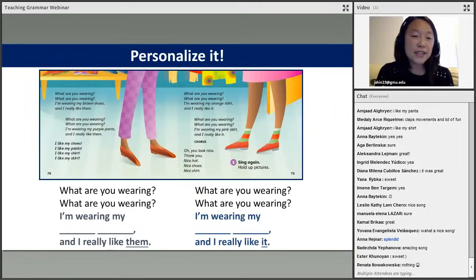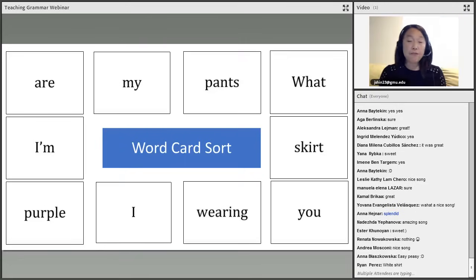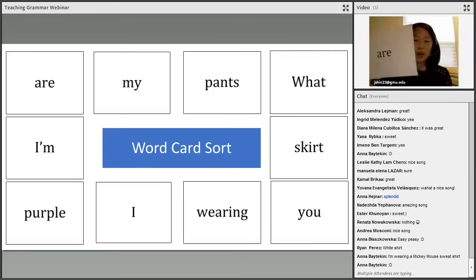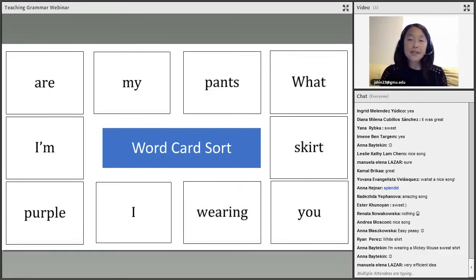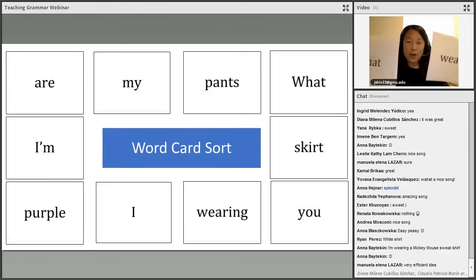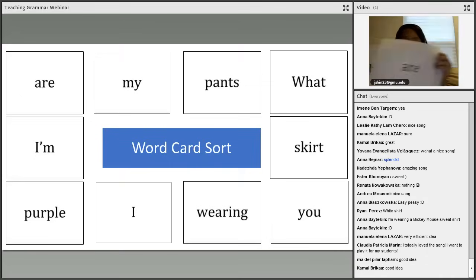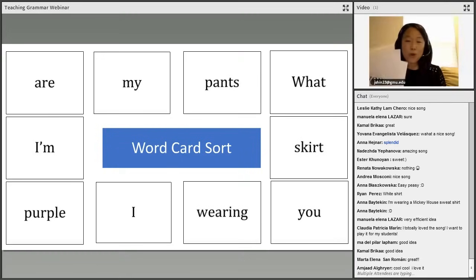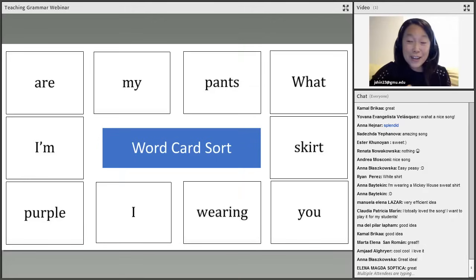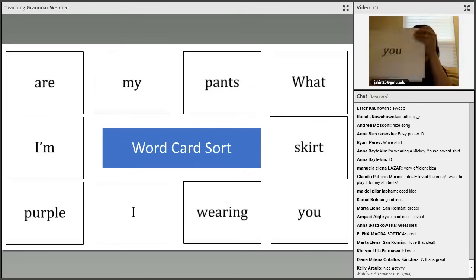You can have students do a little word card sort. Okay, these are word cards, and if you have a game, you can click and drag, or you can just create word cards like this, right? So what I would do is I would give one student this card, and then give another student this card, then give another student this one, and give another student this one. And then all four students have to stand in a row, stand in a line, and make a sentence in the right order. So they would have to stand in the order of what are you wearing? And then hold up their cards. So together, your young learners will make a sentence. Now, what's missing from this sentence? What are you wearing?